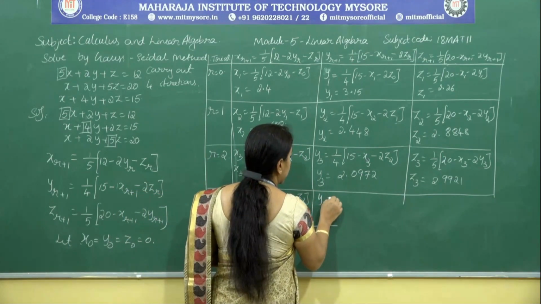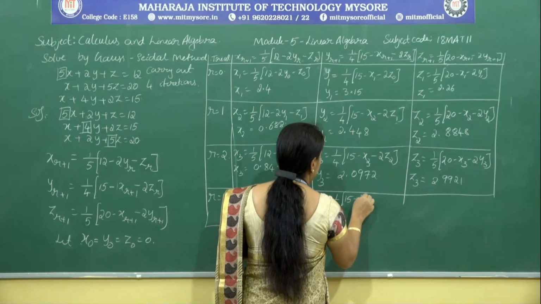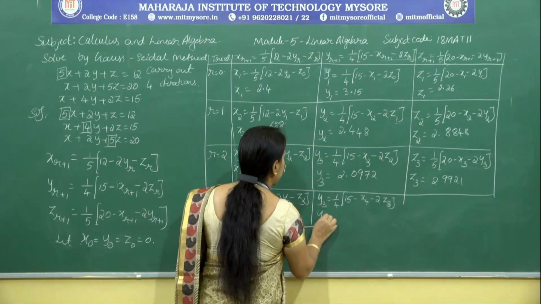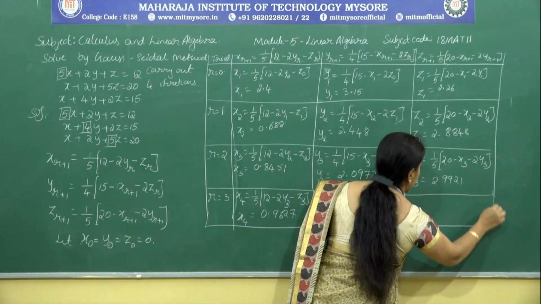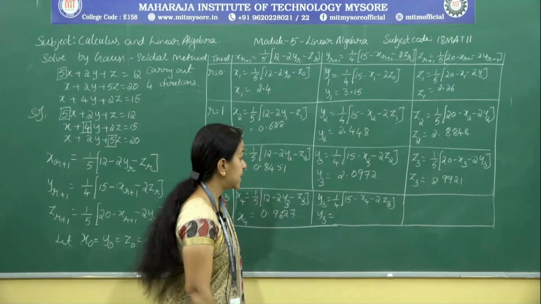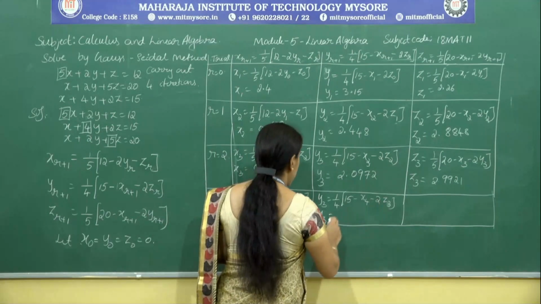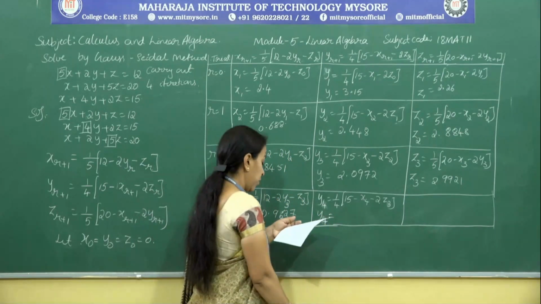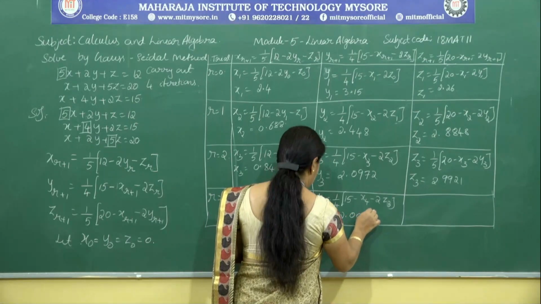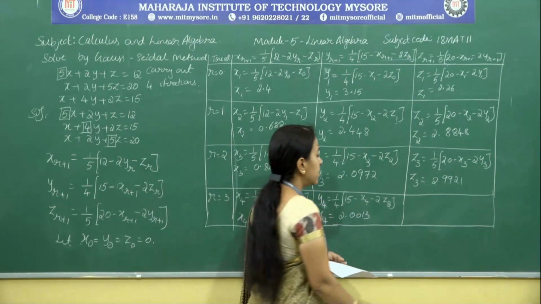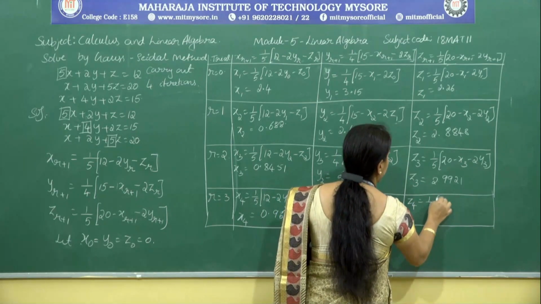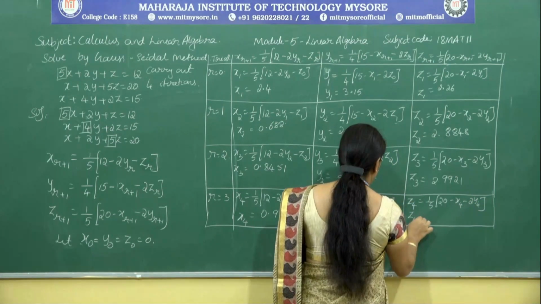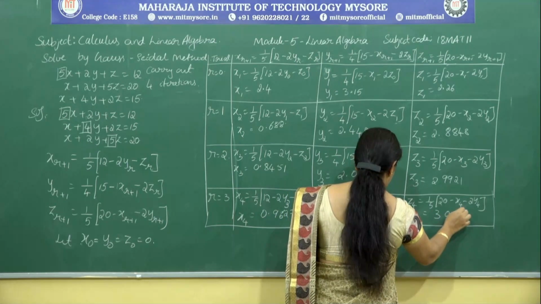And y4 is 1 by 4 into 15 minus x4 minus 2 times of z3. If I calculate using the x4 and z3 values, y4 is 2.0013. And the last one, z4, is 1 by 5 into 20 minus x4 minus 2 times of y4, so that z4 is 3.0069.